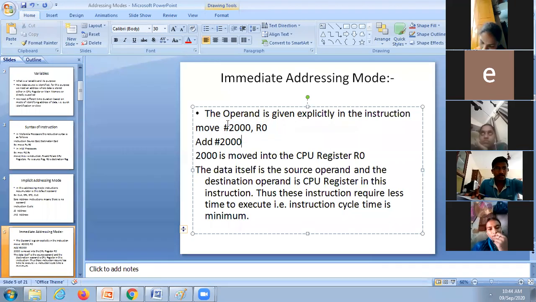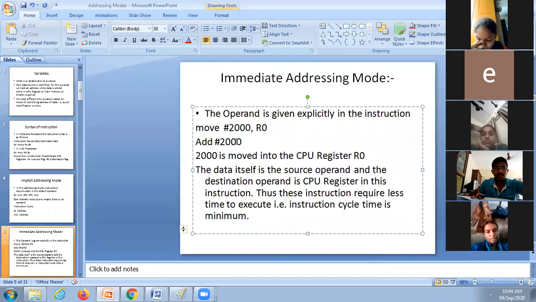Both come under immediate addressing mode. Here 2000 is moved to R0, that is, 2000 is stored in R0, whereas here 2000 is added to the accumulator. That is the only difference. Here the accumulator is the default operand. Here I used only one operand, whereas here I used two.